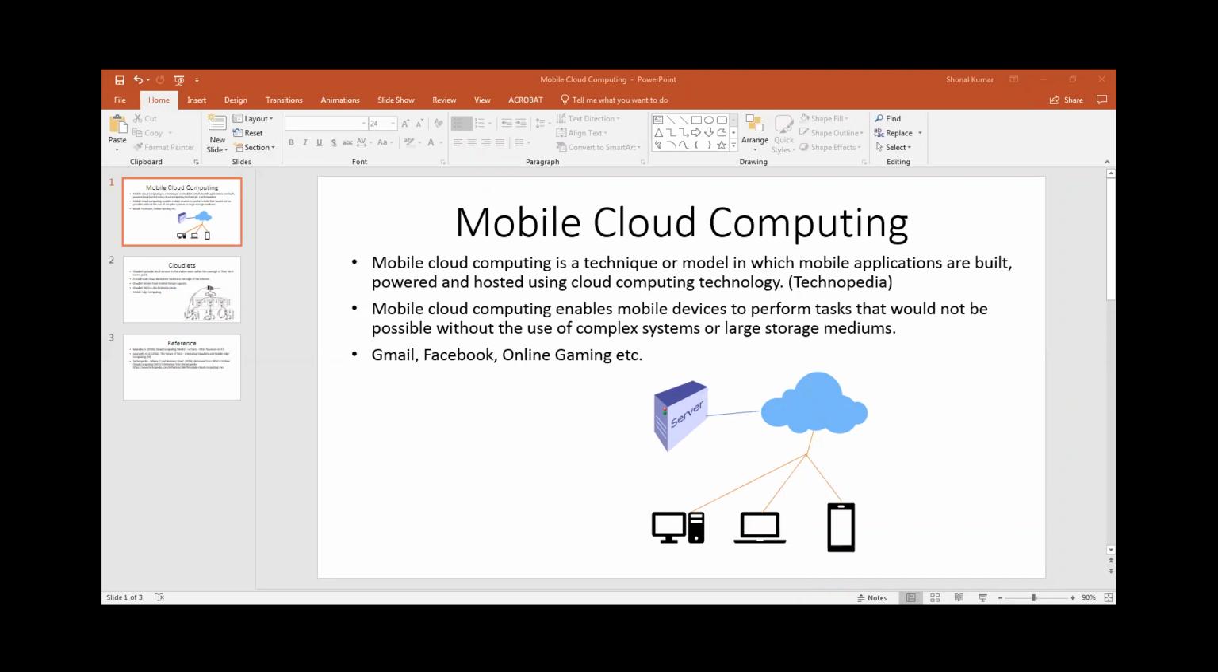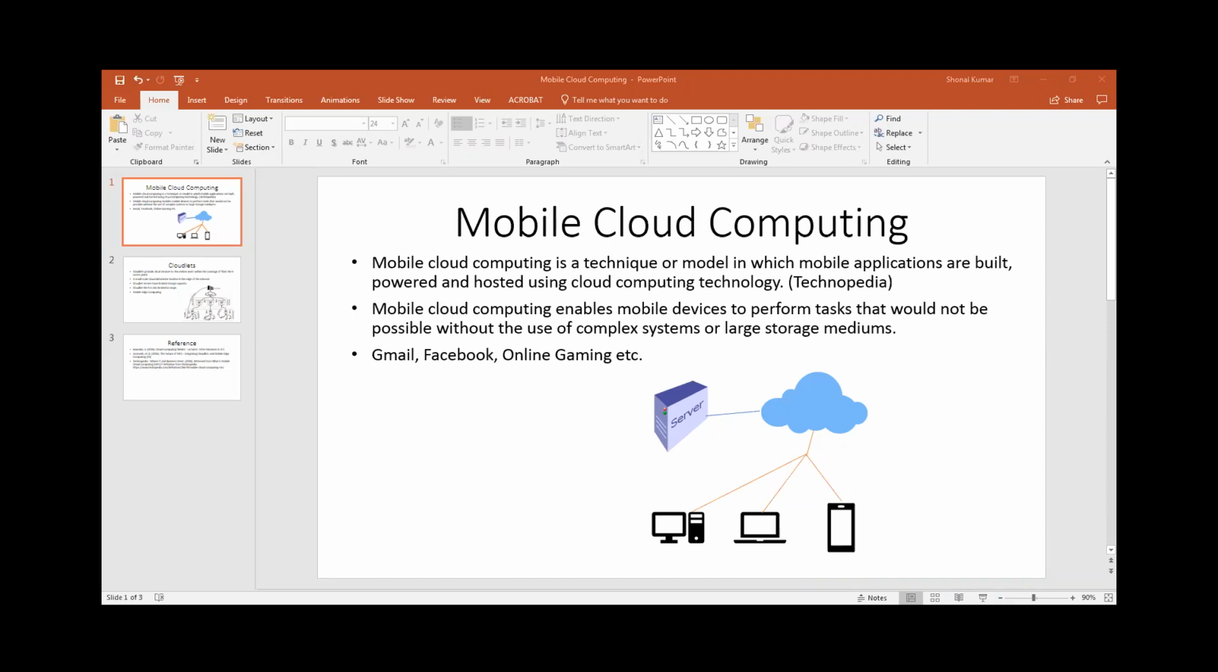So my presentation is on mobile cloud computing. As you all know, mobile cloud computing is a technique or model in which mobile applications are built, powered, and hosted using cloud computing technology. This was the definition that I got off Technopedia. My own understanding is that mobile cloud computing enables mobile devices to perform tasks that would not be possible without the use of complex systems or large storage mediums.